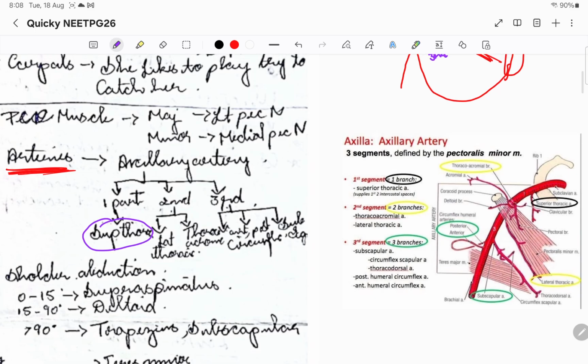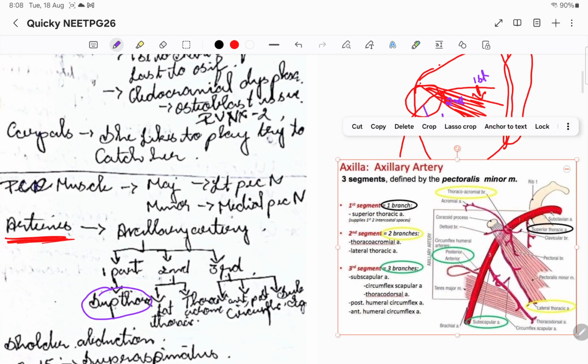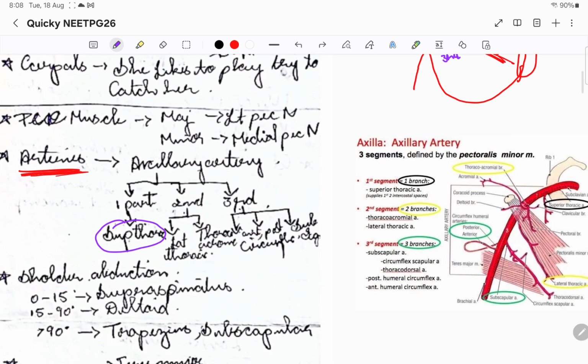Okay, so the first part gives rise to the superior thoracic artery. The second part will give rise to the lateral thoracic artery and the thoracoacromial artery. Thoracoacromial meaning, if this is the coracoid process, the acromion process of the scapula is beyond it. So that is where the acromial artery will form. So the lateral thoracic artery and thoracoacromial artery will be given by the second part.